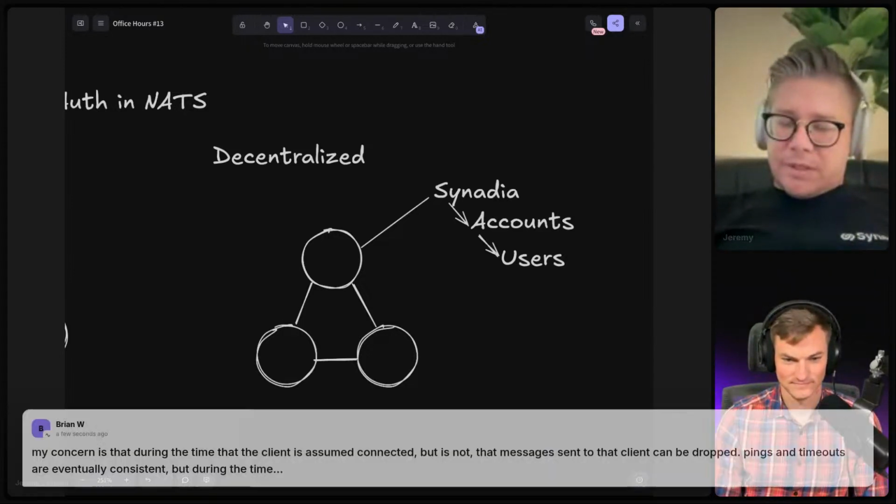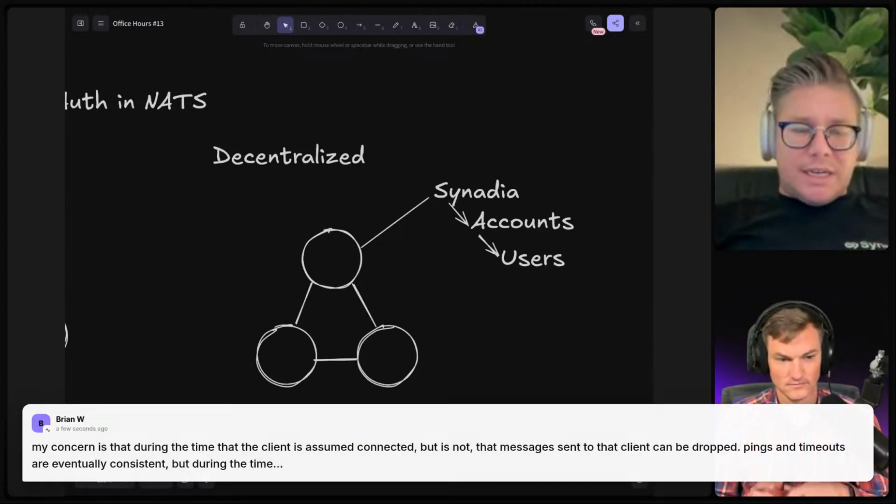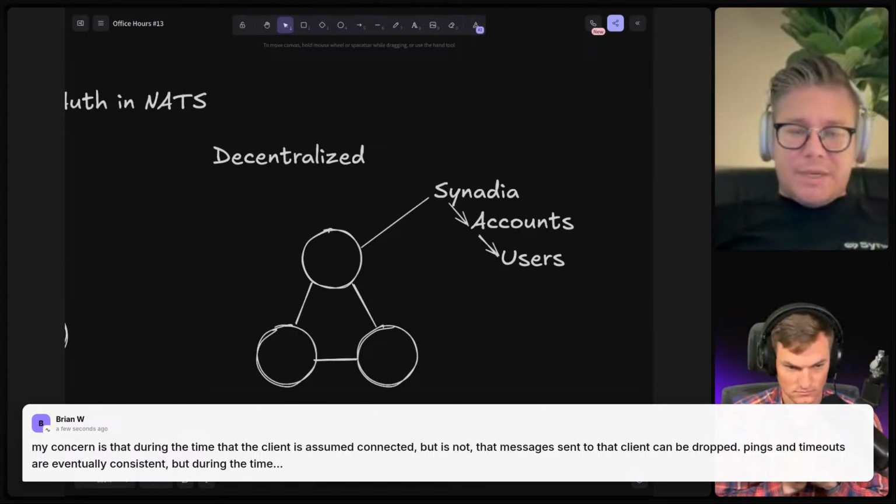Brian, as a follow-up to his own question, says, my concern is that during the time the client is assumed connected but is not, messages sent to that client can be dropped. Pings and timeouts are eventually consistent, but during that time of uncertainty, what happens?